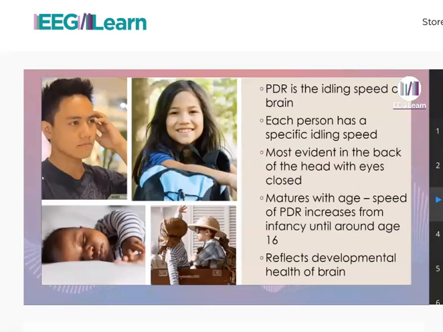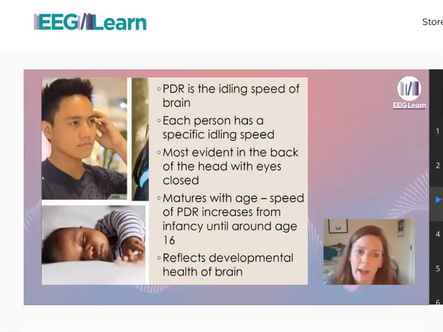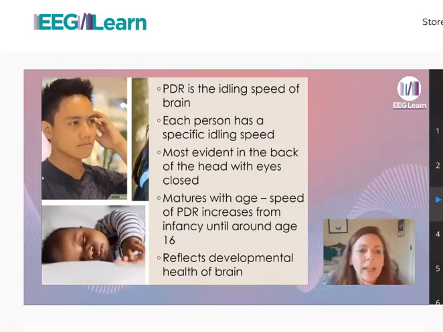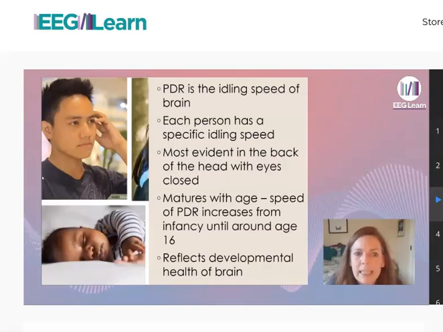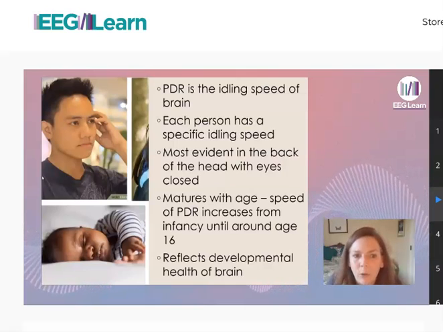When you close your eyes, they don't have as much to do. So a large proportion of those brain cells should take advantage of this opportunity to take a little break and should start idling. I also just want you to know that people's PDR, or idling speed, matures with age. So when you look at that little cute sleeping infant down there in the lower left-hand corner of the screen, newborn infants' EEGs, idling speed is in the delta range.